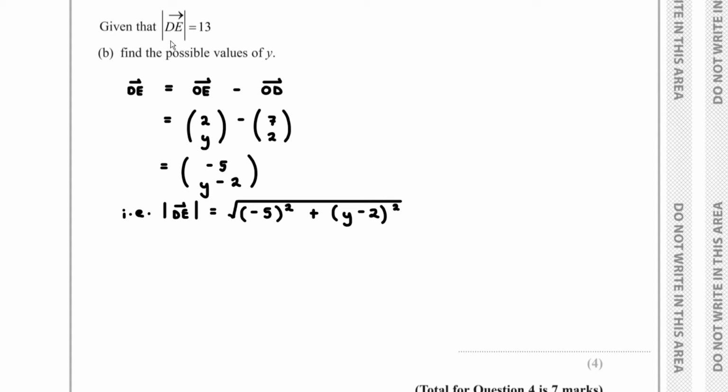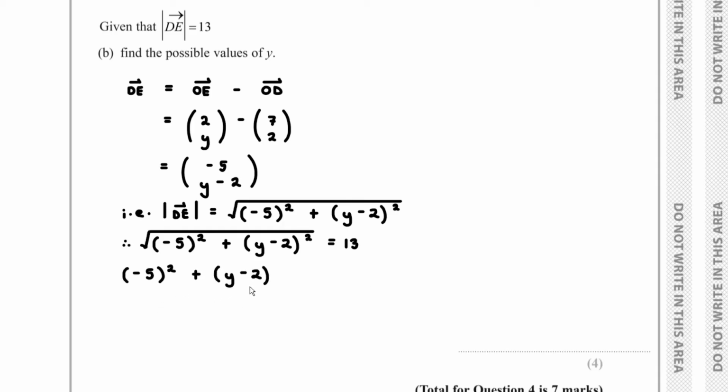We know that the magnitude of the vector dE is equal to 13, hence we have the square root of (-5) squared plus (y - 2) squared equals 13. And if we square both sides, we have (-5) squared plus (y - 2) squared equals 13 squared. And if we rearrange, we have (y - 2) squared equals 13 squared minus (-5) squared, that's 144.